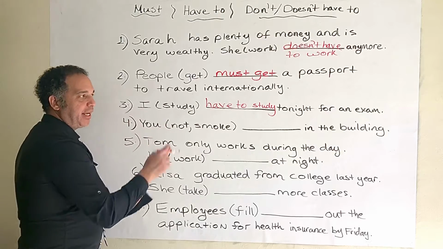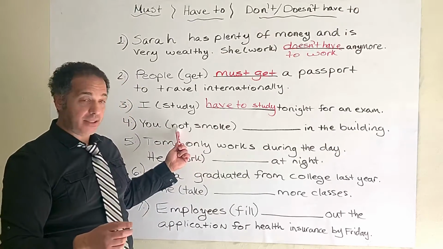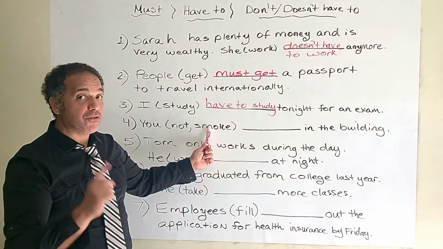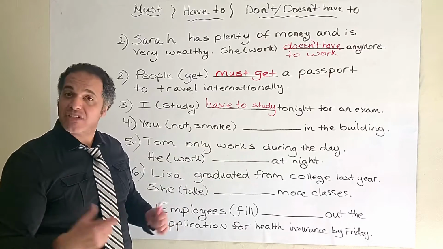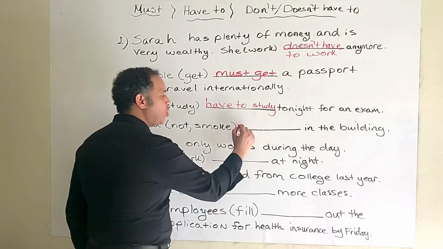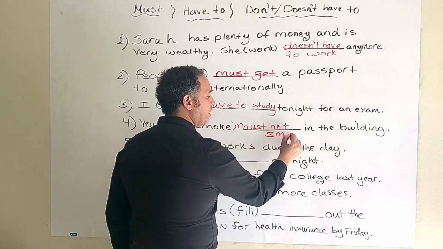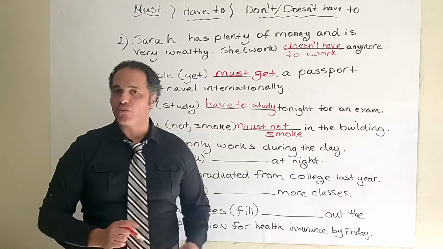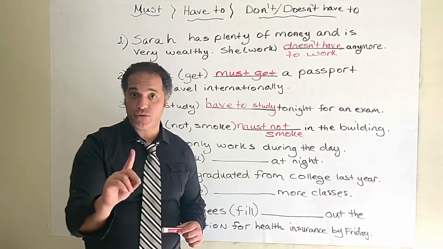You blank in the building. And I give you the word not, and then I give you the verb smoke. So for this one, it sounds like a rule. It sounds like a law. So it should be you must not smoke in the building. Again, anytime we are talking about rules or laws, we are going to use must or must not. One of those two.